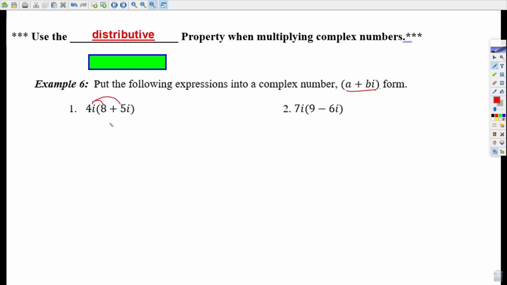to both things. You're familiar with doing this, just as if it were an x. So 4 times 8, we get 32i. 4i times 5i, it would be 20i squared.